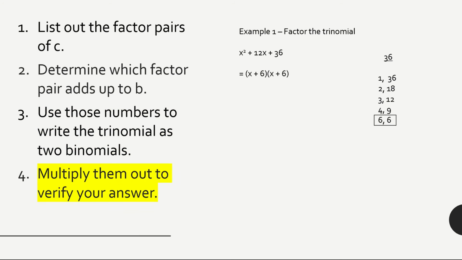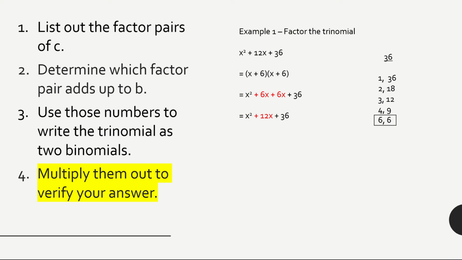Then what you should do to verify is multiply the two binomials out to verify your answer, okay? So when you multiply these two binomials, you get this. Because if you distribute the x, we have x times x is x squared, x times 6 is 6x, 6 times x is also 6x, and 6 times 6 is 36, okay? So I got these numbers by distributing the x and distributing the 6 to both of these.